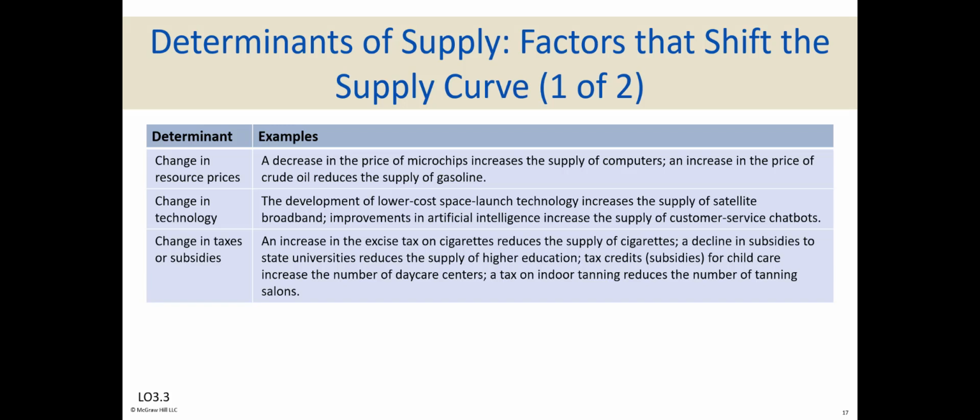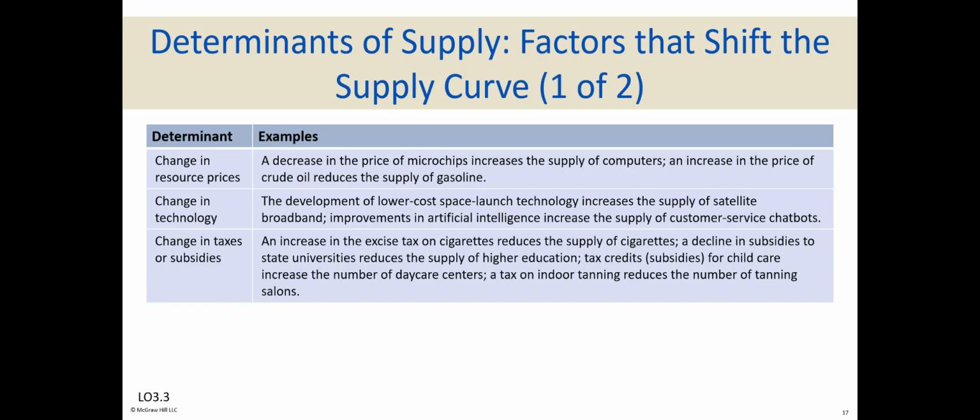So let's see some examples. Change in resource prices. A decrease in the price of microchips increases the supply of computers. An increase in the price of crude oil reduces the supply of gasoline. Change in technology. The development of lower cost space launch technology increases the supply of satellite broadband, and improvements in artificial intelligence increase the supply of customer service chatbots.